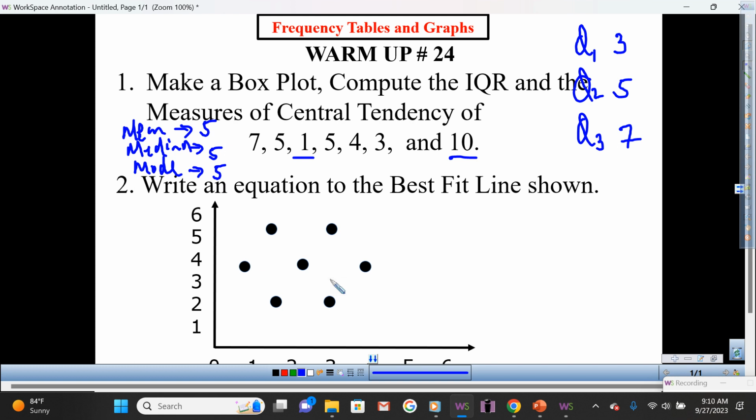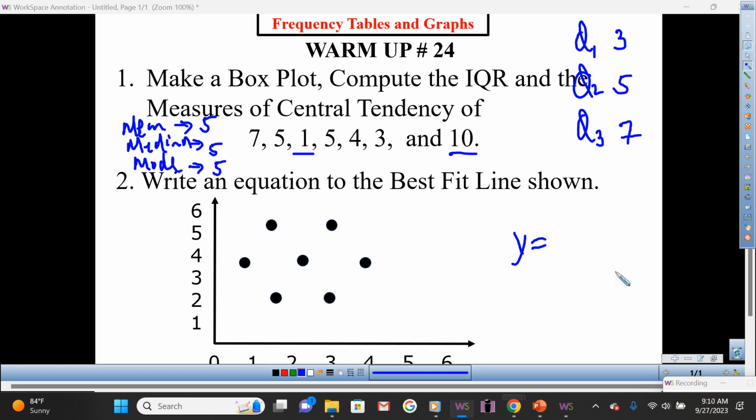Share with your neighbor. This is going to be an interesting one. Share with your neighbor what you got for the best fit line. Y equals what? Let's go with our cabinet work people. Chelsea, what did you get for your equation for number 2? Y equals 1 over 1 x. All right.